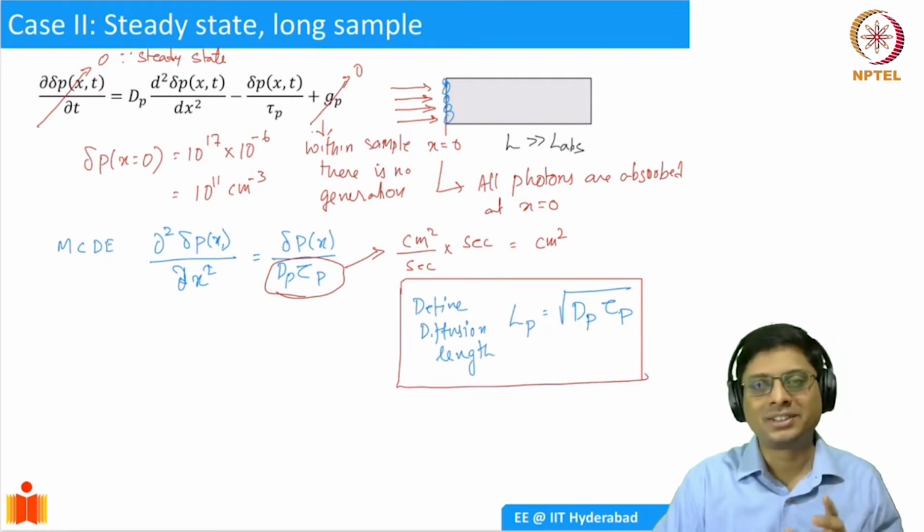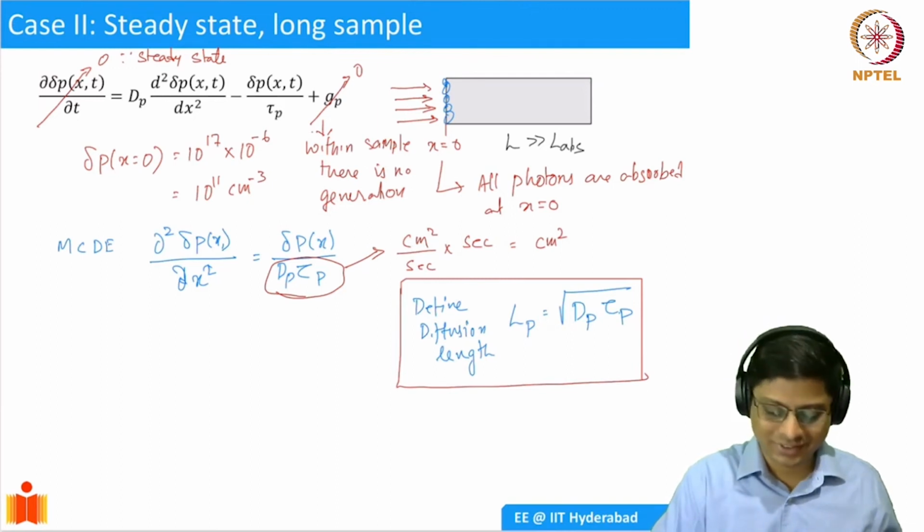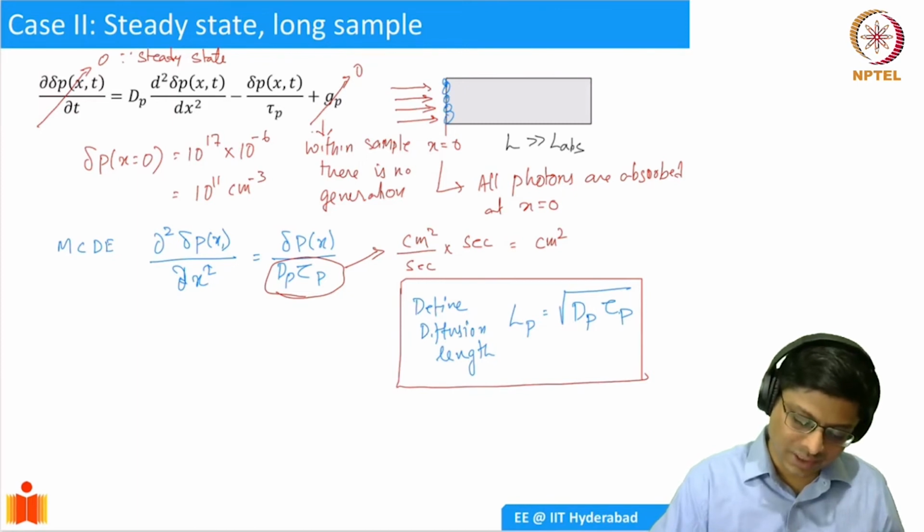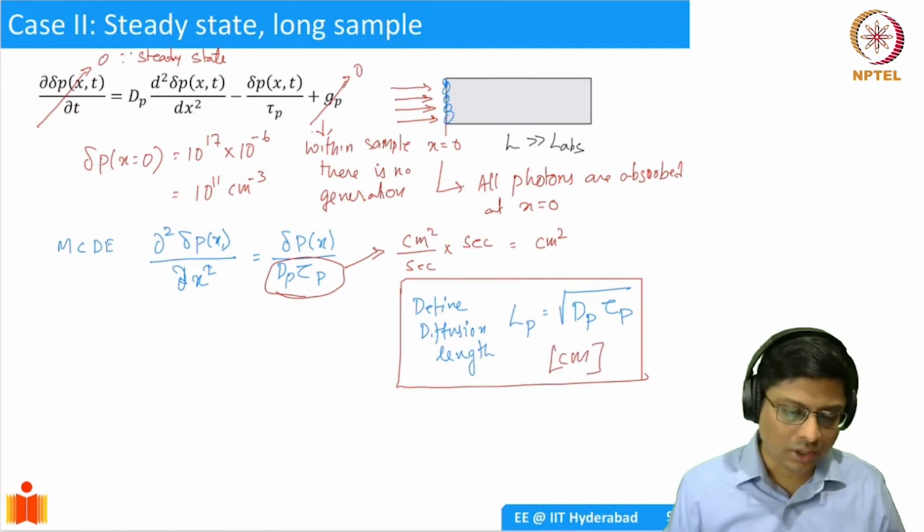So please remember, this is going to have units of centimeter. Always remember, in semiconductor device physics, the convention is that we use centimeters for length. We don't use meters. This is a strange convention, but all the textbooks use it, for historical reasons. It's much more common. So this is going to have units of centimeters.